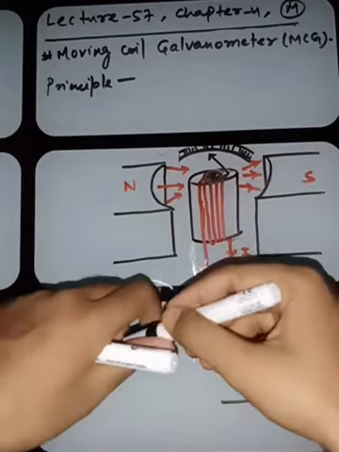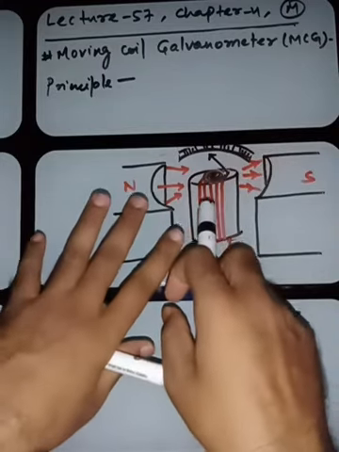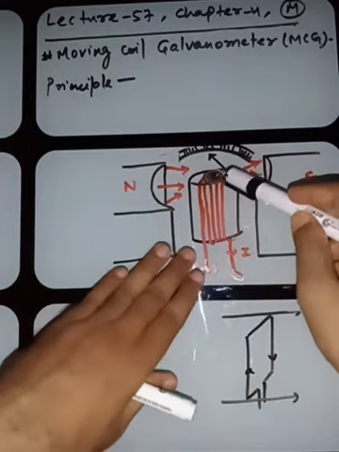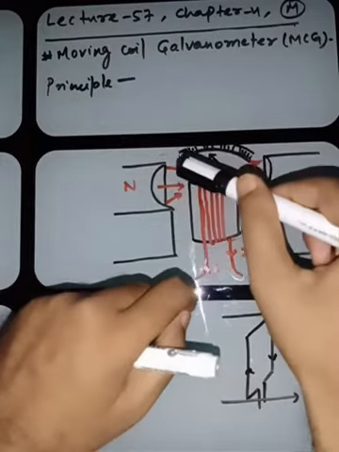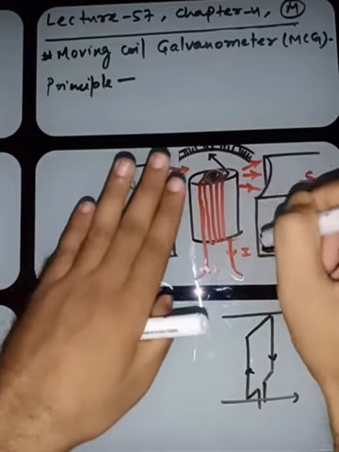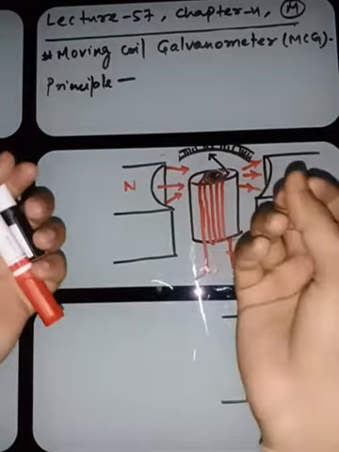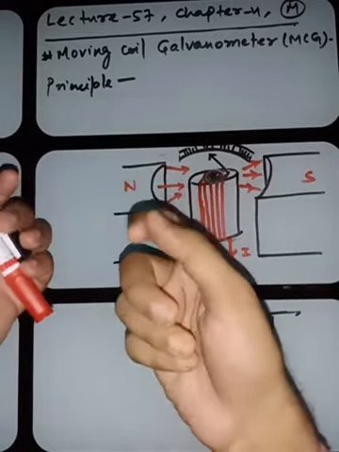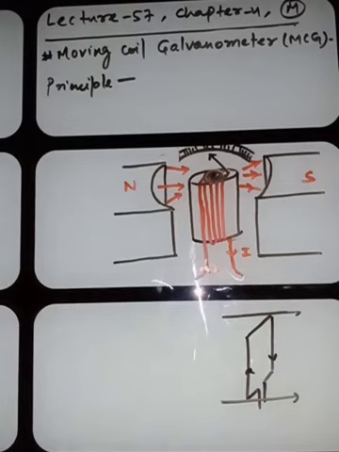All right. Now, this pointer, which is attached to a spring, is made of phosphor bronze. We use phosphor bronze to make the spring because its value of torsion constant K is very small. Remember, that's why we use phosphor bronze. What does it mean? The minimum value of K means that after a number of twistings, its dimension, that is the elongation, does not change.